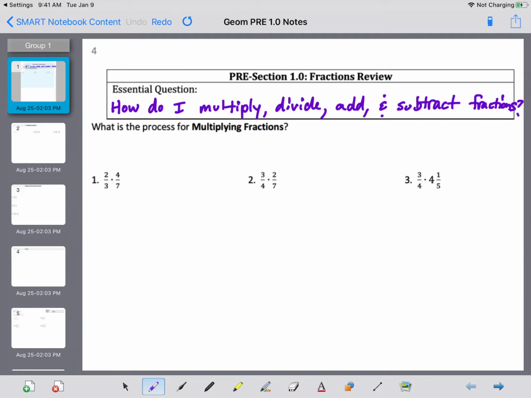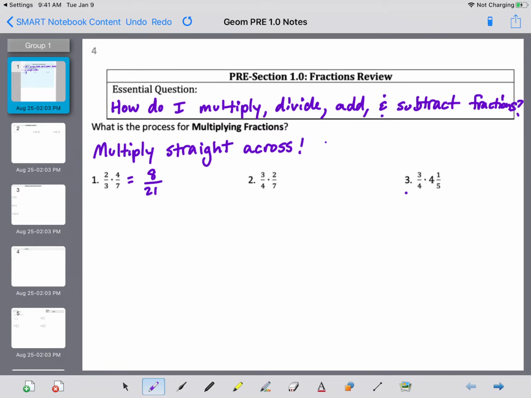Okay, so we'll start kind of from easiest to most difficult problem. For multiplying fractions, the first question here is, what is the process? The process is just to multiply straight across. You multiply the numerators together, that's your new numerator, and then you do the same thing with the denominators. So in example 1 here, 2 times 4 is 8, 3 times 7 is 21.